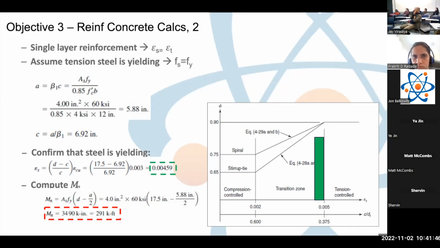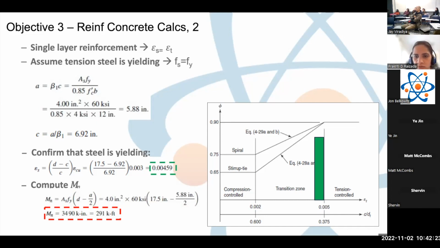Now, to convert that letter a, the depth of my Whitney stress block, to the depth from my extreme fiber to our neutral axis, which is part of my yielding equation, I have to divide that by a correction factor, this beta 1, which is determined from our concrete strength. And as it turns out, it's not a coincidence that I use 27.6 MPa or 4,000 psi, because that gives us a beta of 0.85. It's very easy to use. So I divide 5.88 by 0.85, and it gives me a depth to my neutral axis.